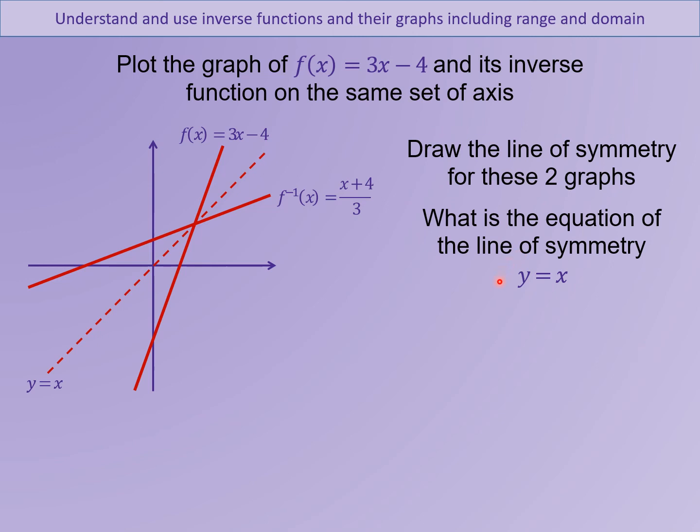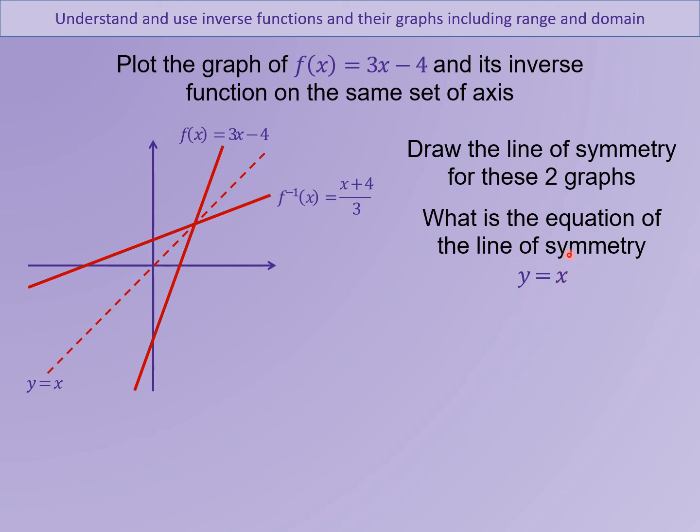Now in a lot of ways that should make sense, because when you're finding an inverse, what you are doing is swapping the y and x values around. The graph y equals 3x minus 4 has the inverse x equals 3y minus 4. They're the inverse of each other because you just swapped your x's and y's over. So it's quite logical that the line of symmetry should be y equals x.